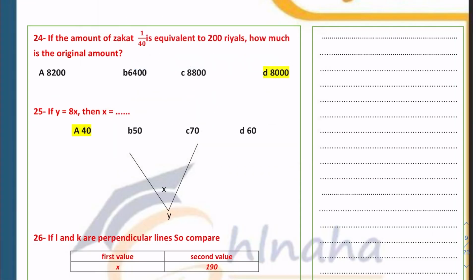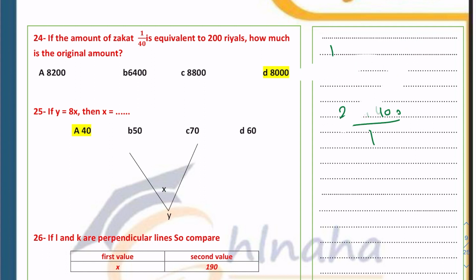Okay. If the amount of zakah is 1 to 40, and the zakah equals 200 riyals, how much money does this man have? So I have to write here 1 out of 40 equals 200, which is the zakah, and the total is missing. So I will multiply 200 times 40 divided by 1. This is 200, you have 200 here. So it will be 8,000. Okay.